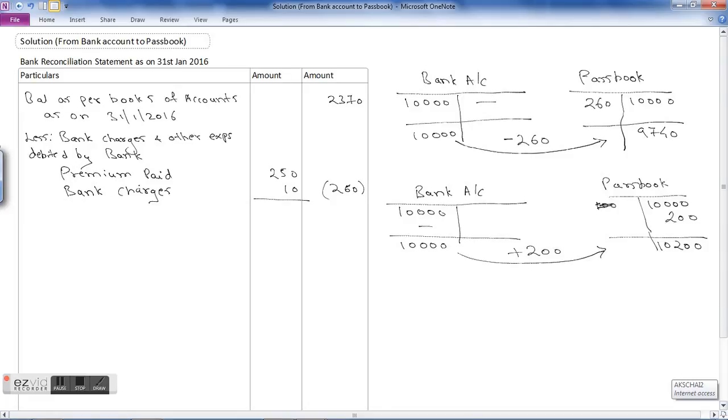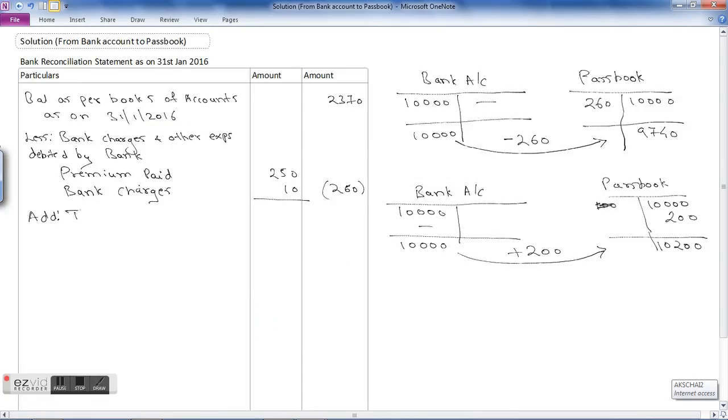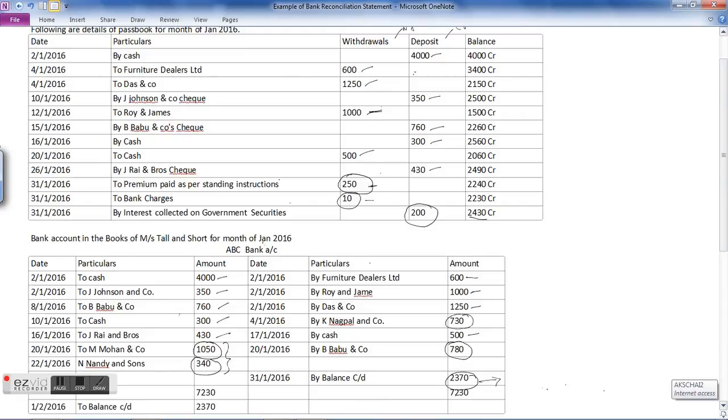So we are moving from here to here, so we have to add 200. Okay, so add, what is that? Interest collected on government securities. How much is that? 200. Okay, now the next transactions. Now we'll look at our bank account.